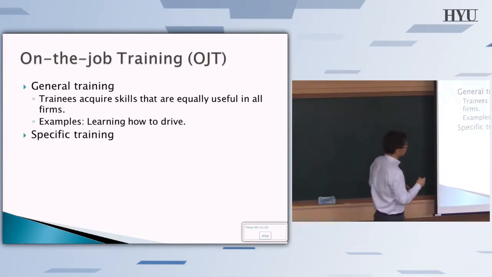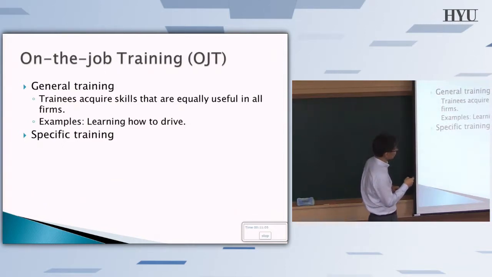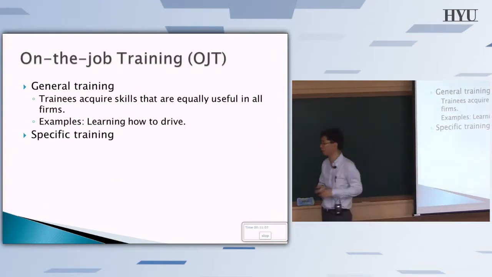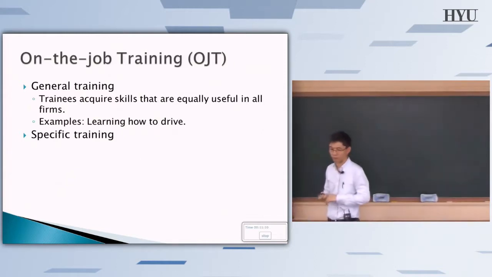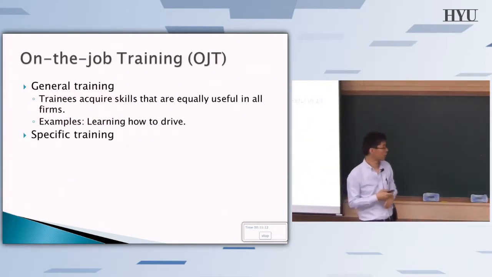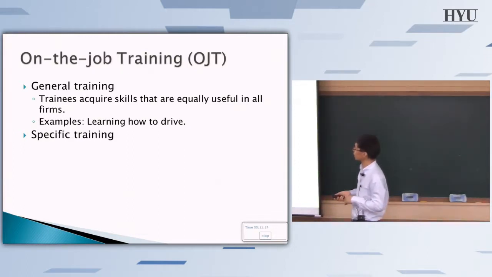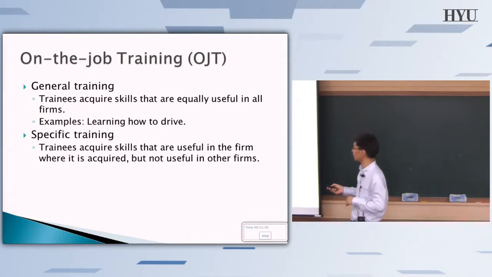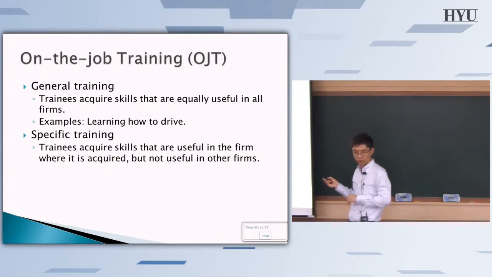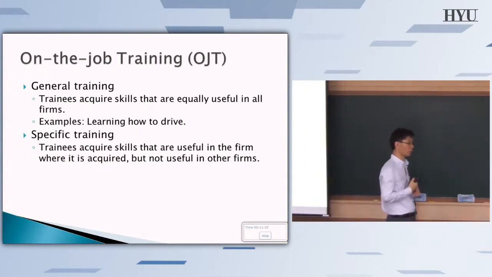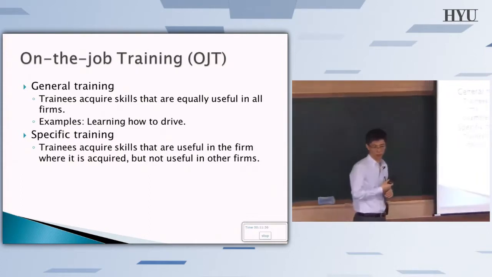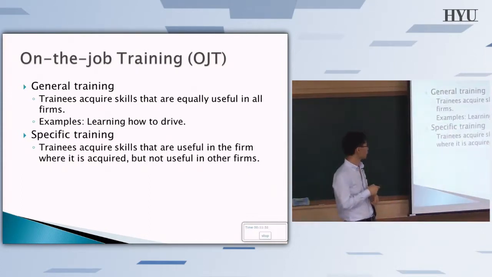And the other type of training, as I said, is a specific training, or sometimes we call it a firm-specific training. To be more specific, firm-specific training. This is the training that gives the trainees the skills that are useful in the firm where they are acquired, but not useful in any other firm. That's why we call it the specific training. And the human capital you acquire through this specific training is called specific human capital.